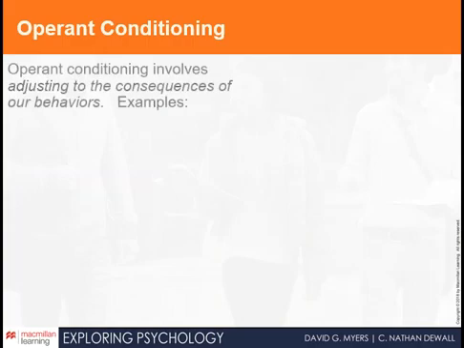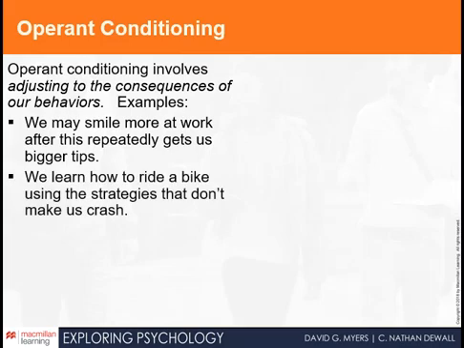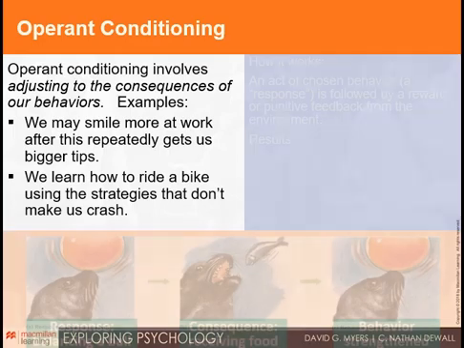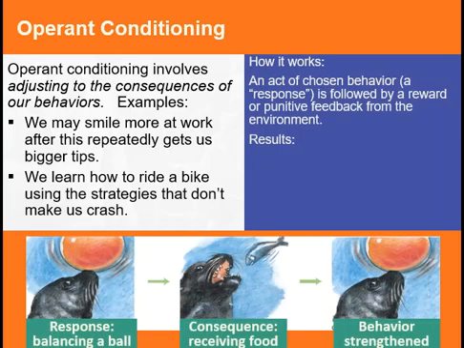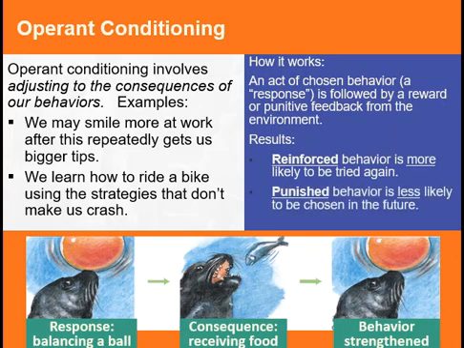Operant conditioning. Operant conditioning involves adjusting to the consequences of our behaviors. We may smile more at work after this repeatedly gets us bigger tips. We learn how to ride a bike using the strategies that don't make us crash. How it works: an act of chosen behavior, a response, is followed by a reward or punitive feedback from the environment. Result: reinforced behavior is more likely to be tried again. Punished behavior is less likely to be chosen in the future.